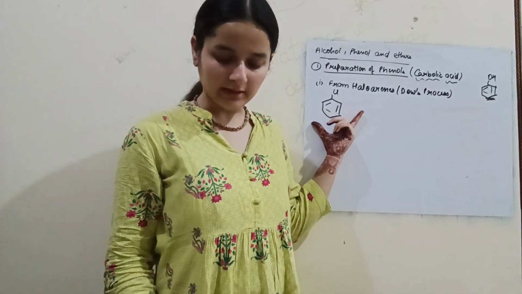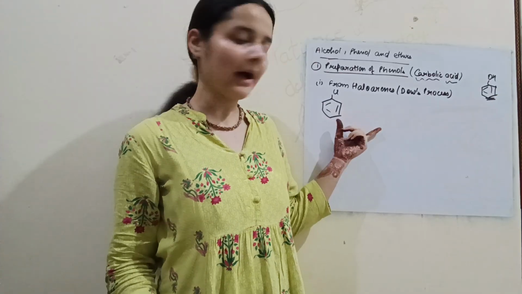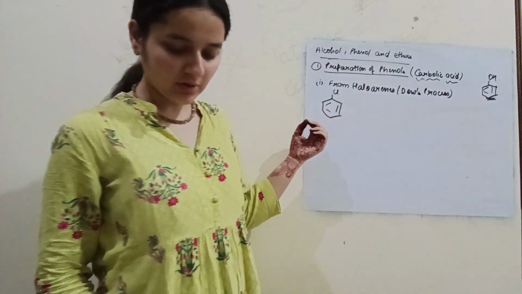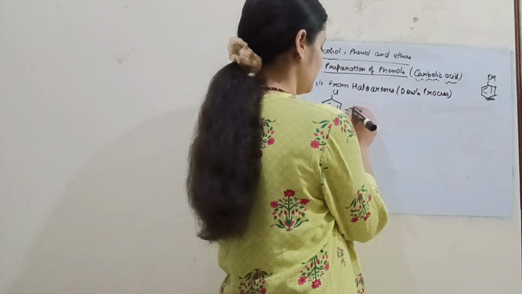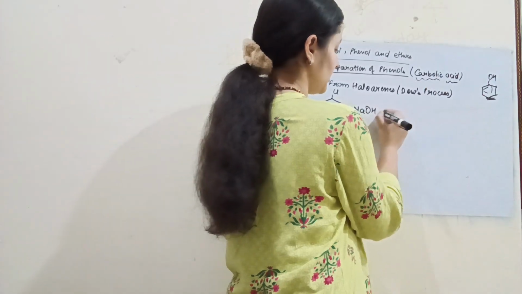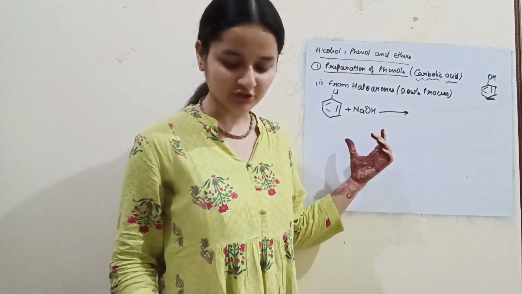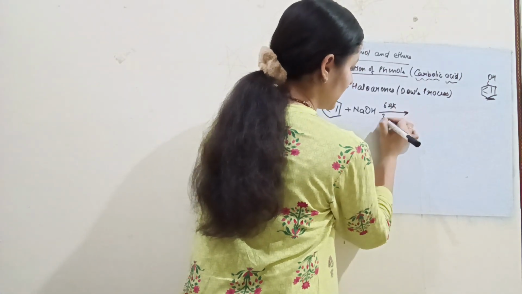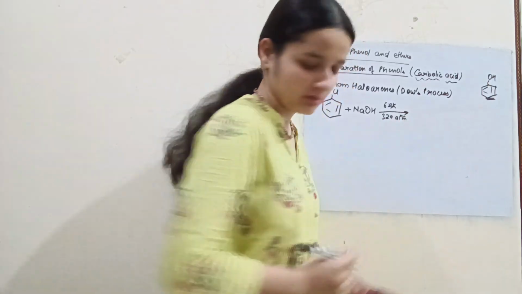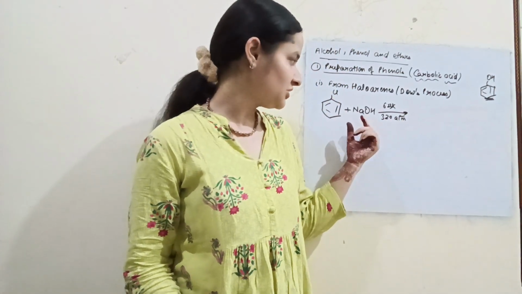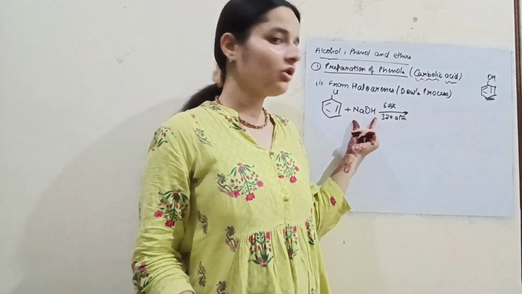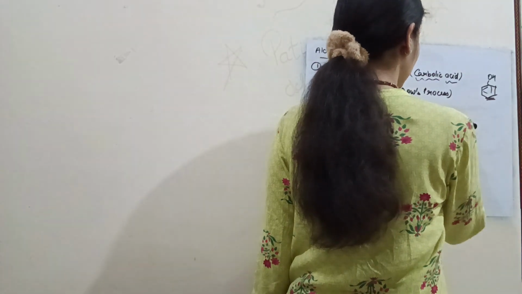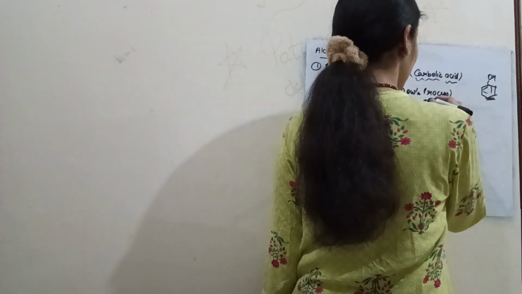When this chlorobenzene undergoes fusion with sodium hydroxide, what will it give? It will give us sodium phenoxide. On treatment with NaOH under certain temperature and pressure conditions, temperature is 623 Kelvin and 320 atm is the pressure. So under this pressure and temperature condition, when chlorobenzene undergoes fusion with your NaOH, you will get sodium phenoxide.